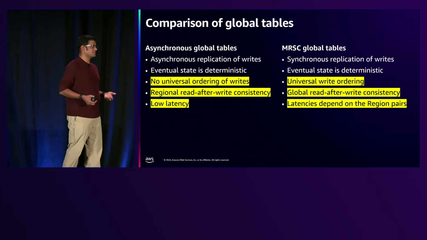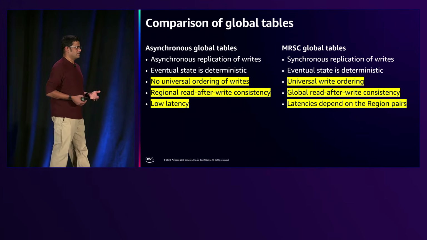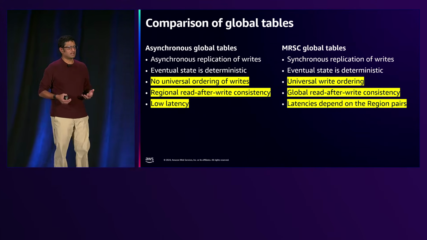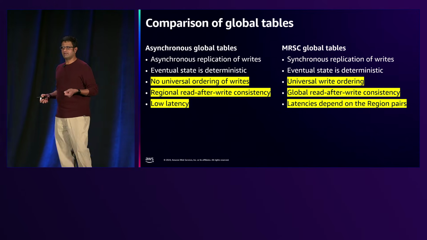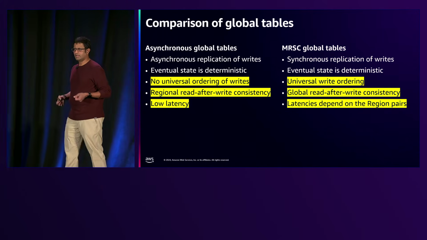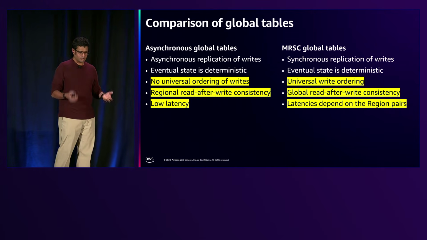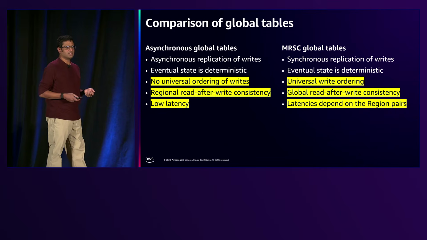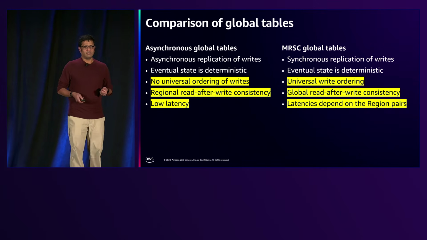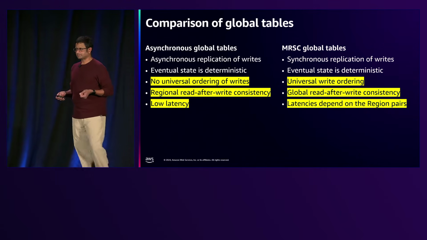But for applications such as, let's say, a subscription application or somebody filling a prescription application, where you need strongly consistent reads and you need universal ordering, and the application is willing to make the trade-off between latency and strong consistency, then MRSC global tables is the feature which you should be using.